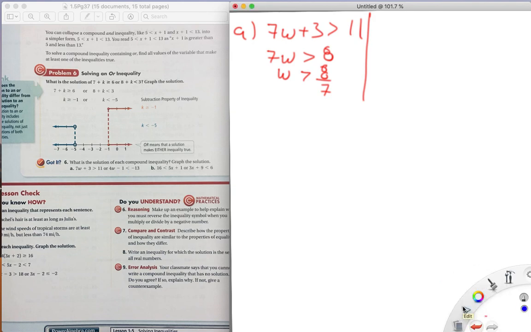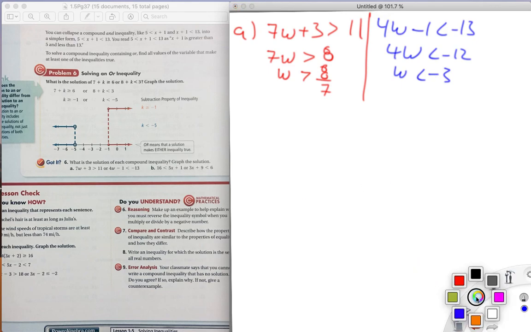And let's do the other one. 4W minus 1 is less than -13. Add 1 to both sides. 4W is less than -12. Divide by 4, W is less than -3.